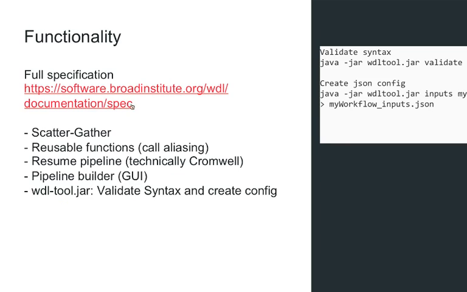The full specifications are here. The command for validating the syntax is this one here, and I'll go through that a bit later. It also has reusable functions, which I'll go through as well. It's called call aliasing, where you use the same function with different inputs to create the same kind of output, so basically a reusable object. It's got the pipeline builder, and it's got scatter-gather as well, which I'll go through in a bit more detail shortly.